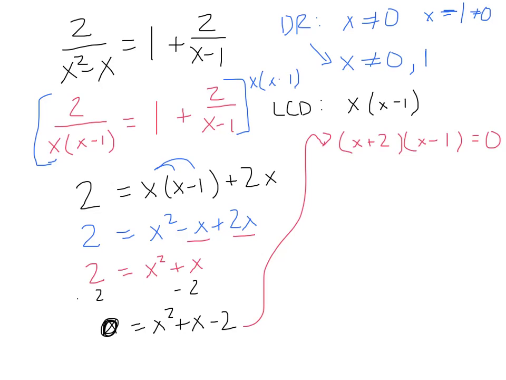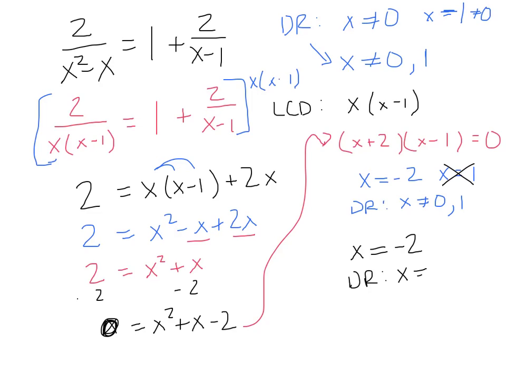So when we solve this thing, we end up with x equals -2 and x equals 1. Now check your domain restriction again. The domain restriction says that x cannot equal 0 or 1. Well, I don't have to worry about the 0 so much, but I do have a 1. So that answer does not work. It would give us that divide by 0, which we do not want. So our final solution is just x equals -2, including the domain restriction of x not equaling 0 or 1.